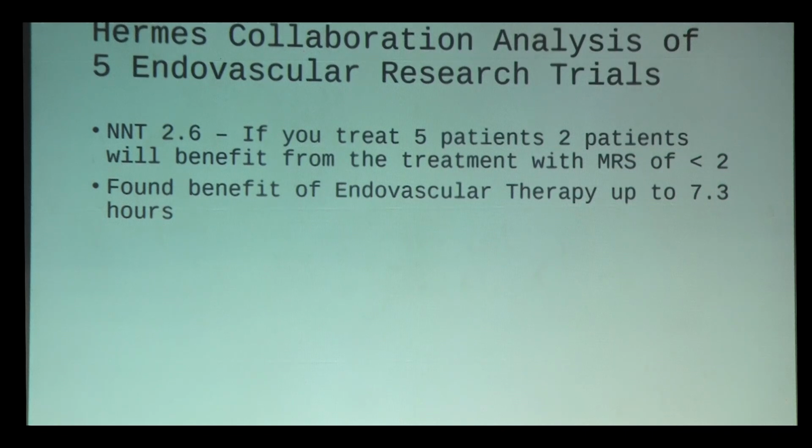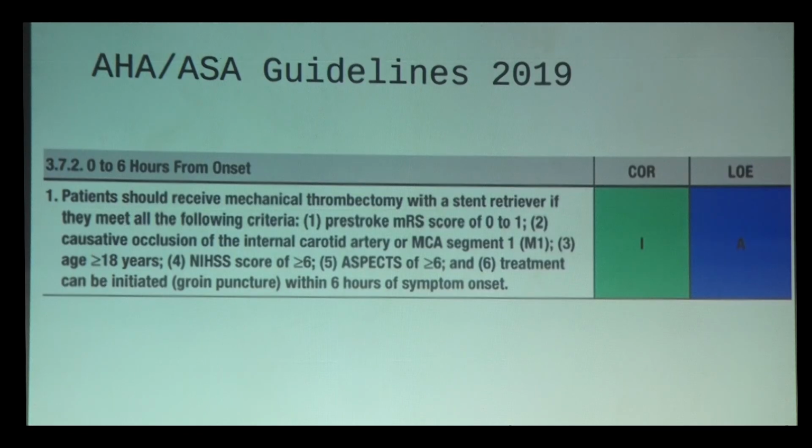That means if you treat 5 patients, 2 patients will benefit from the treatment with MRS less than 2. So this is a significant improvement. And especially this benefit is found maximum up to 7.3 hours.